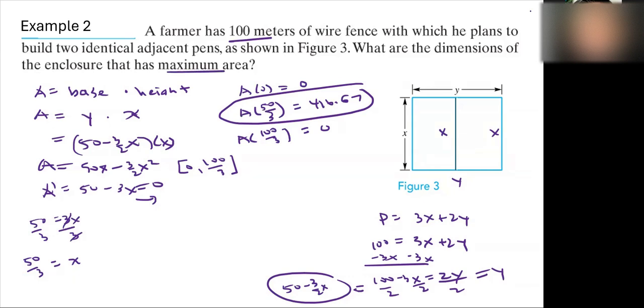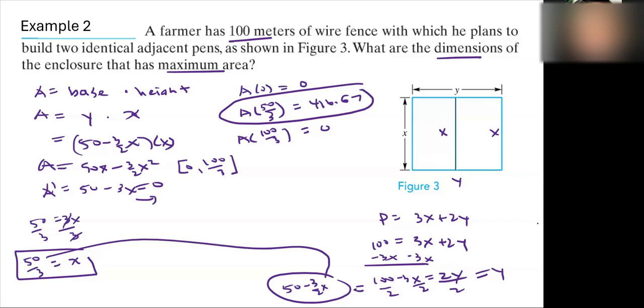So the next part is we need to find the dimensions of this. All right, so we already know what x is. x is 50 over 3. All right, so we don't have to worry about that. Now we need to worry about y. Okay, so how do I find that? Well, we saw y here earlier, right? And we got 50 minus 3 of x. So I can just plug in, okay? Plug in this for my x.